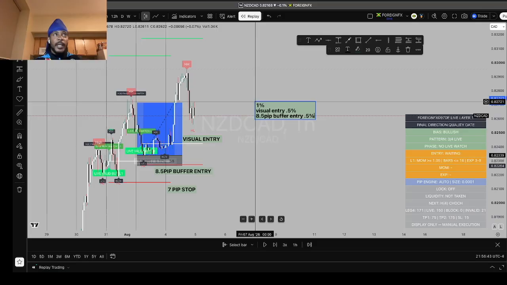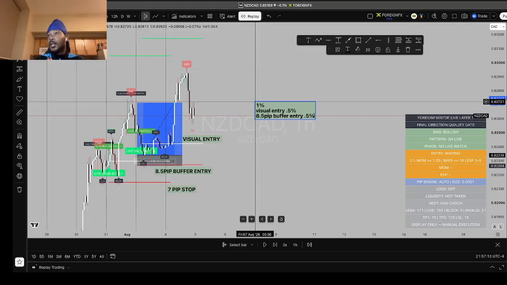So if the visual entry loses, you're gonna lose half of 1%, which is 0.5. And if the 8.5 pip buffer loses as well, you're gonna lose a total of 1%. So for context, talking about dollars, you're risking $100 and you would split that $100 into two. So each position will be valued at $50.